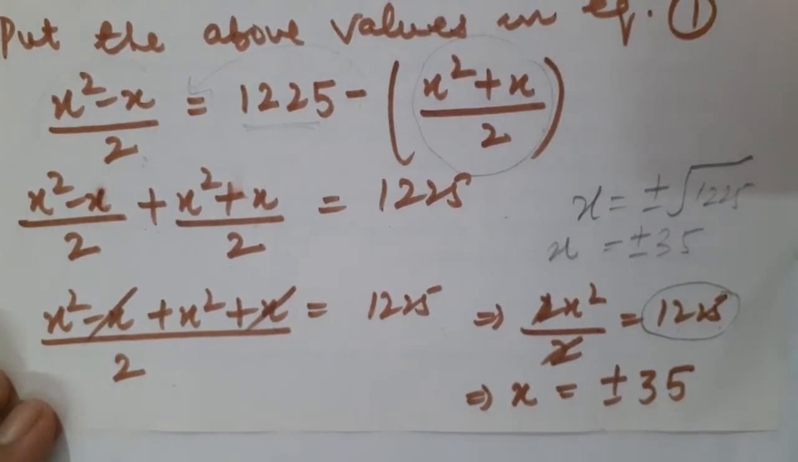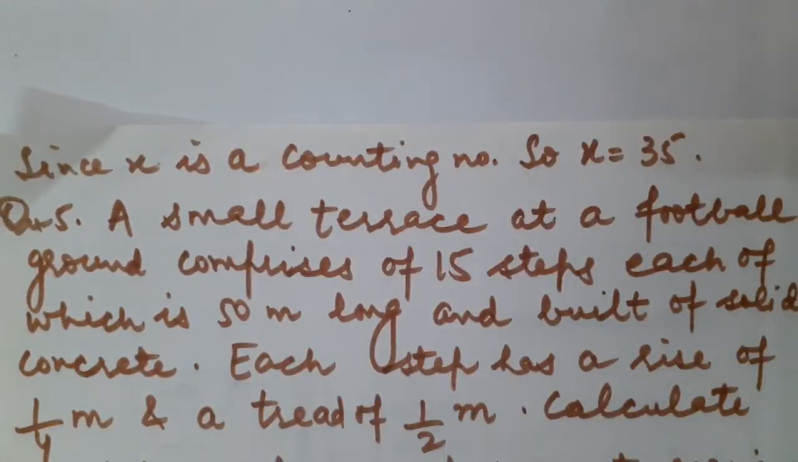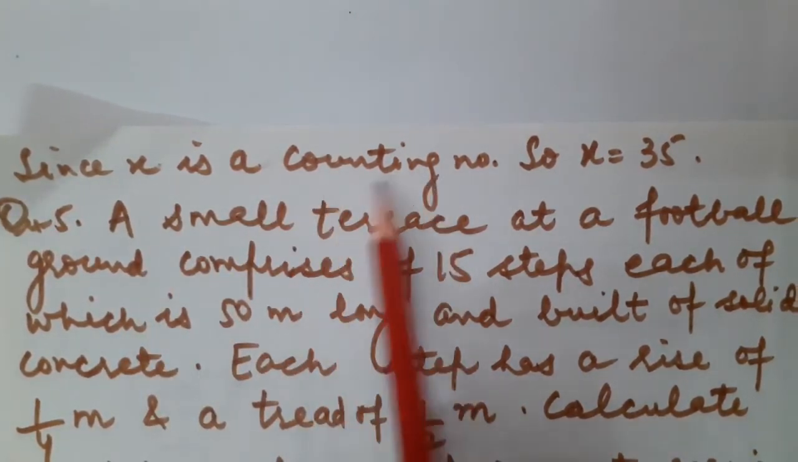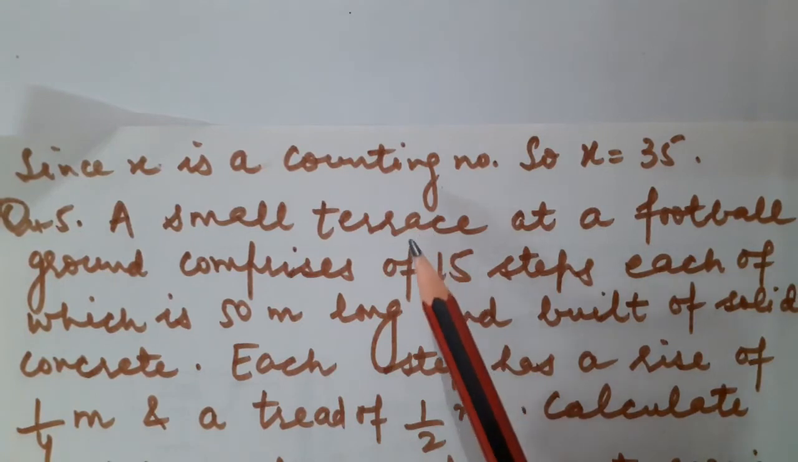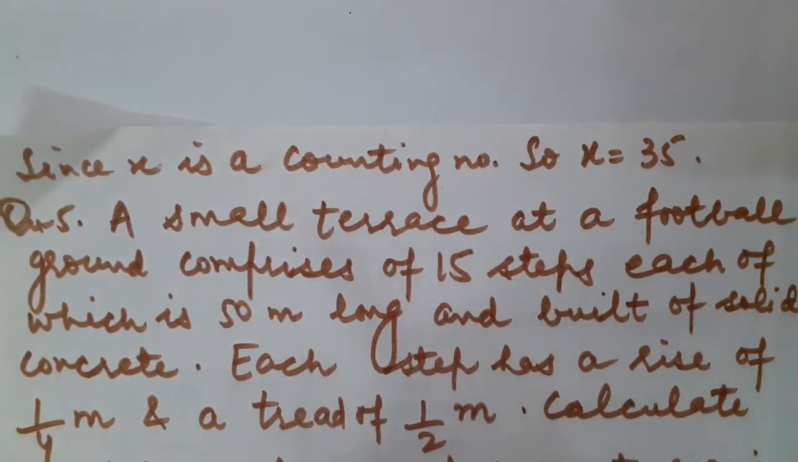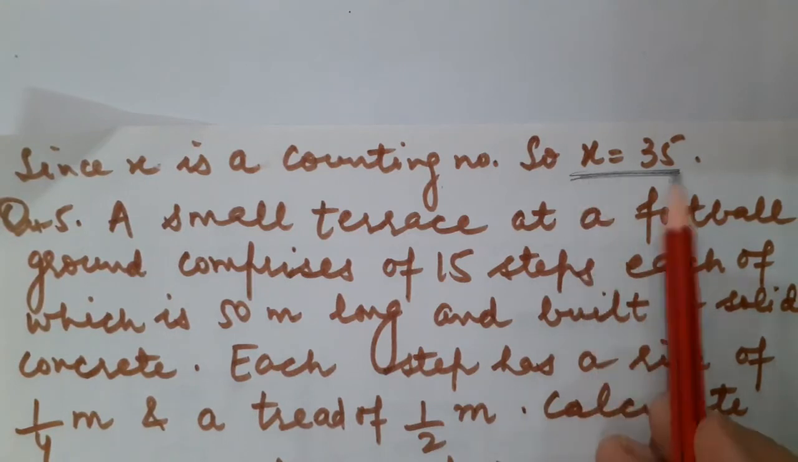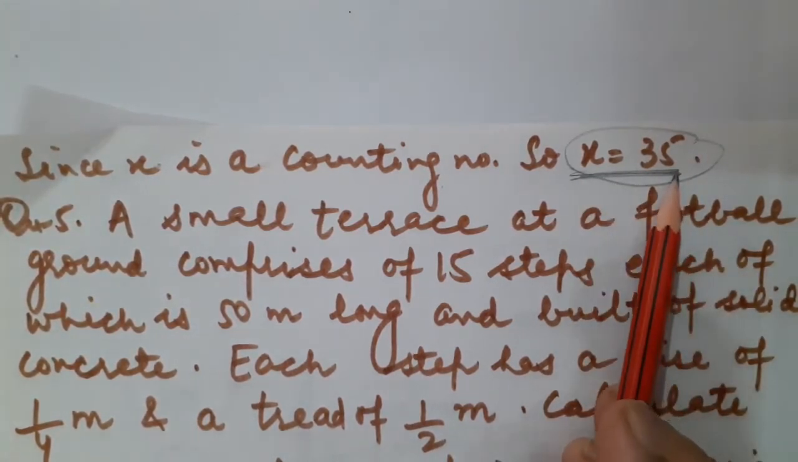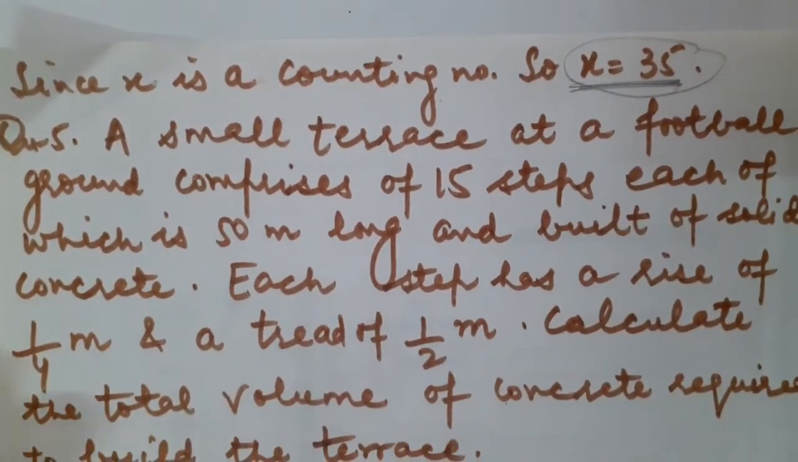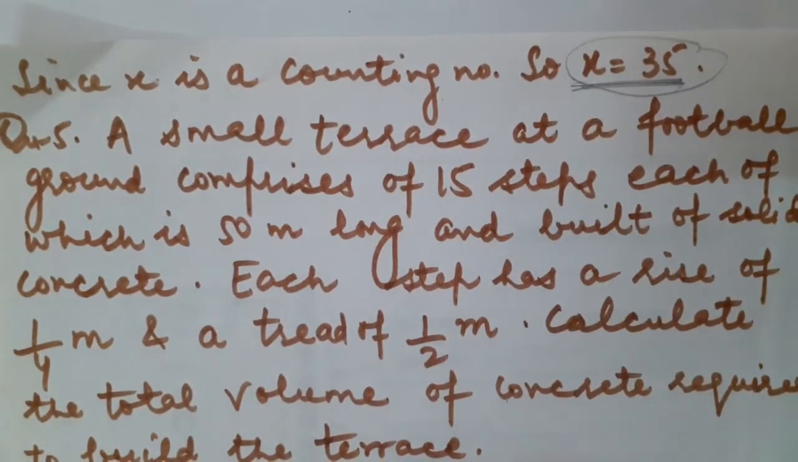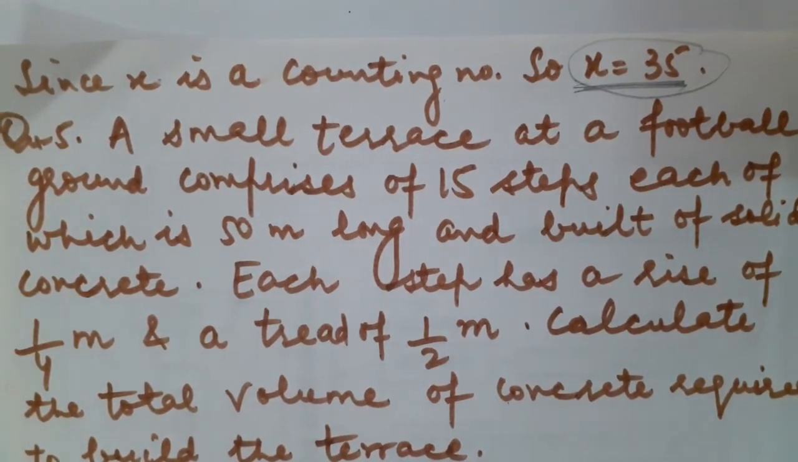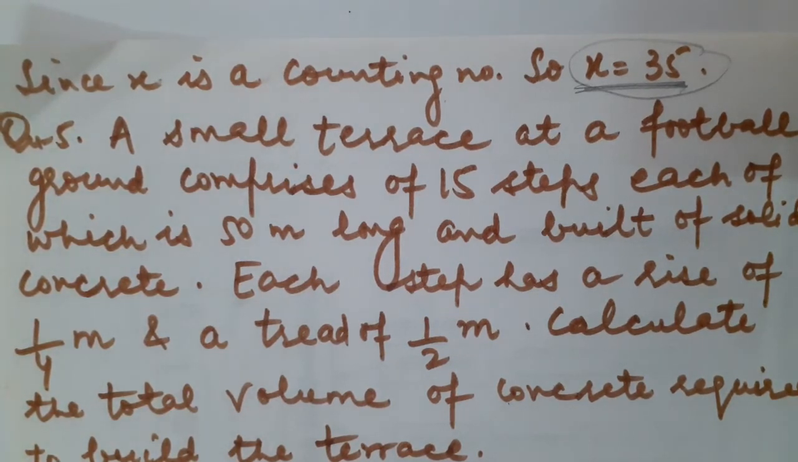Correct, students? Children, as x is a house number, because x is a counting number, definitely it cannot be negative. So x is equal to minus 35 will be rejected. So what is the value of x, or which house number is this? That is x is equal to 35. This is basically that house number which is going to satisfy the condition that the sum of the number of the houses preceding the house number x is equal to the sum of the number of the houses following it.